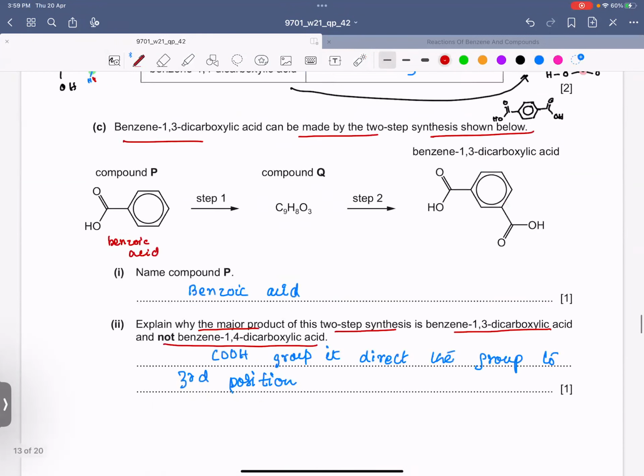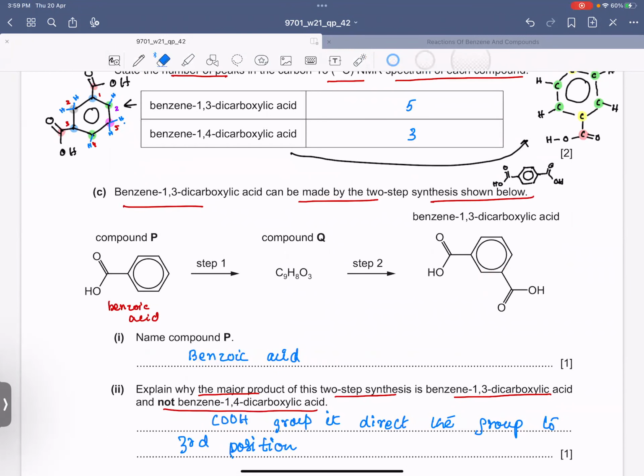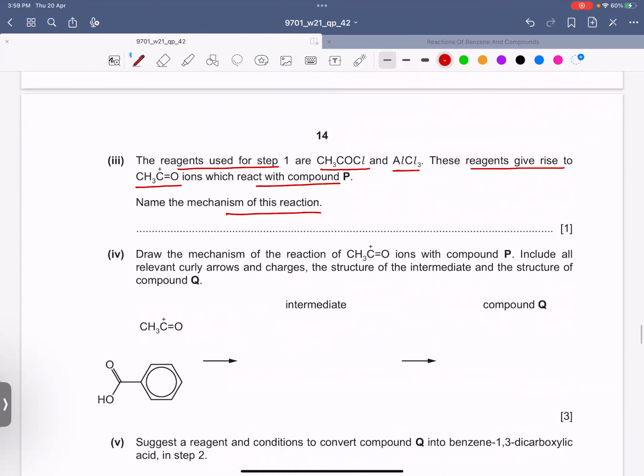So as we see that there is a substitution which occurred on a benzene ring, so we always call it electrophilic substitution. Now draw the mechanism of the reaction of CH3C=O+, an electrophile, with compound P. Include all relevant curly arrows, charges, and the structure of the intermediate and the structure of the compound Q.